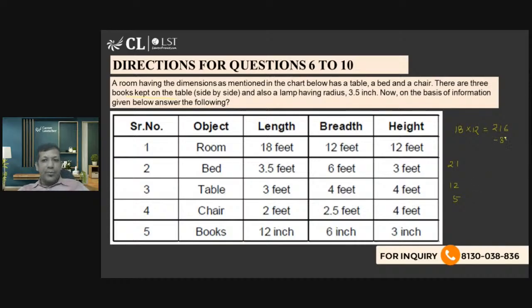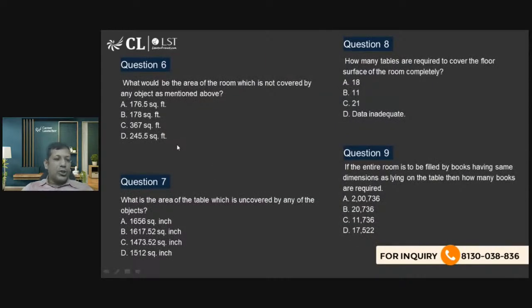38 is covered. So, how much is not covered? That is going to be 216 minus 38, 178 is not covered. So, answer of this question is going to be option B. Very nice. Now, the next one.